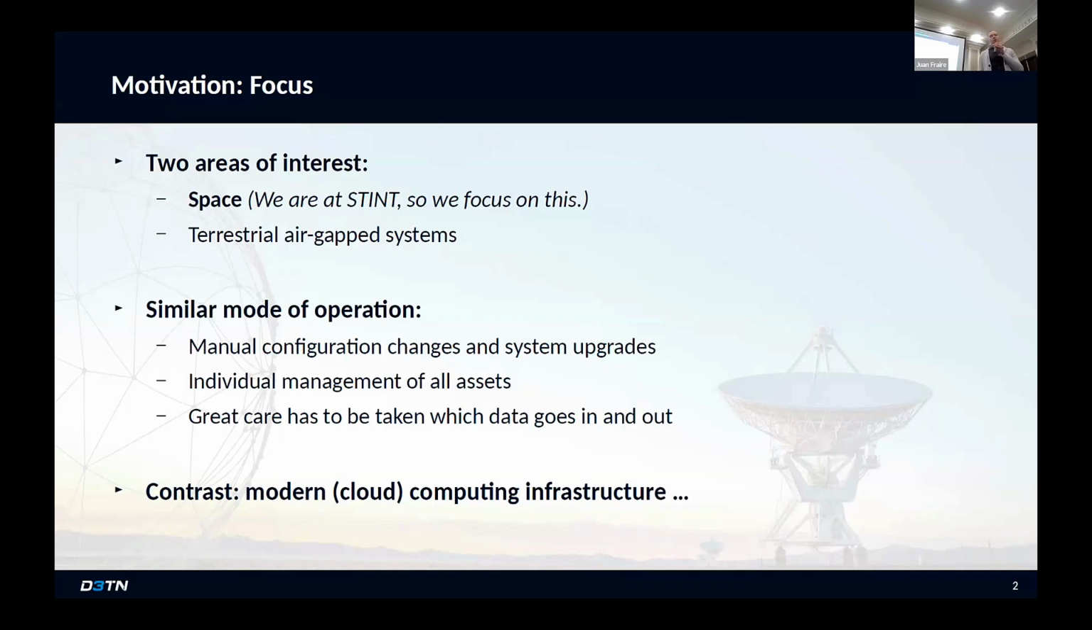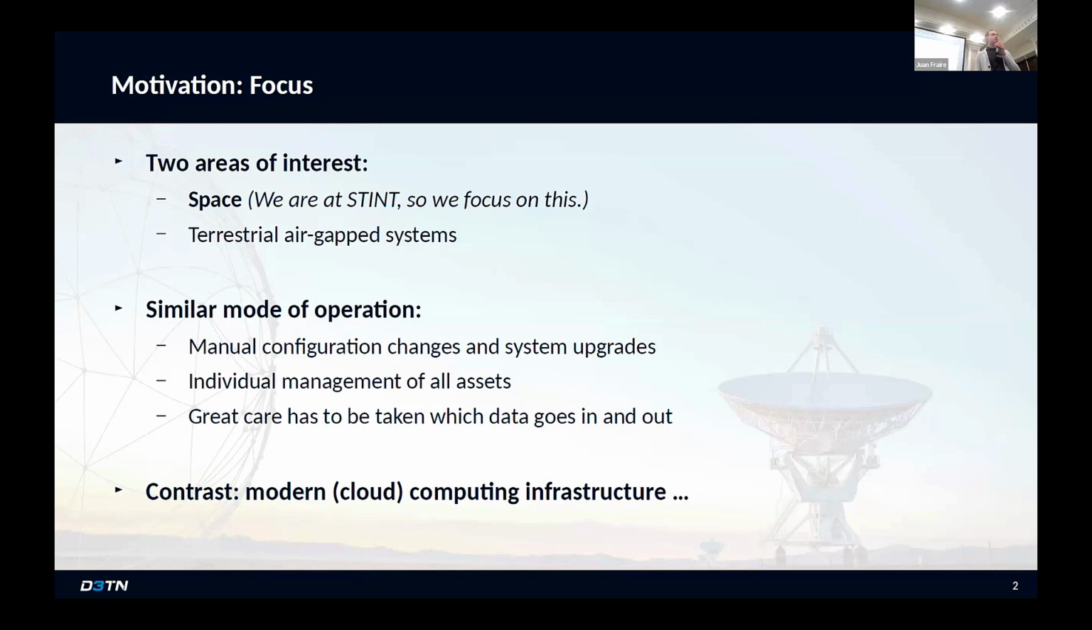And we saw that both areas basically use a similar mode of operation for their systems, which means configuration changes have to be performed often manually. You plan everything well in advance. You have a sophisticated planning of your changes to the system, of your upgrades of the software and so on. And oftentimes you also individually manage all your assets. Also, obviously, great care has to be taken which data goes in and out.